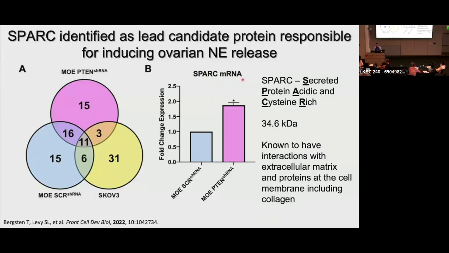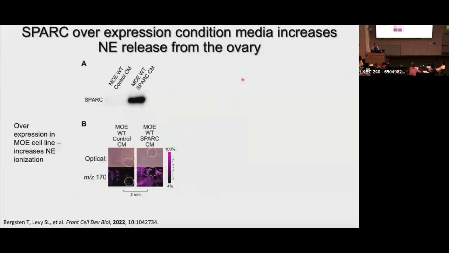It's secreted protein, acidic, it's cysteine rich. It's right at that 35 kilodalton mark. And it's known to have interactions with extracellular matrix. When you think about the ovary, that's exactly what kind of surface you're dealing with. So we're pretty excited to see what this did.